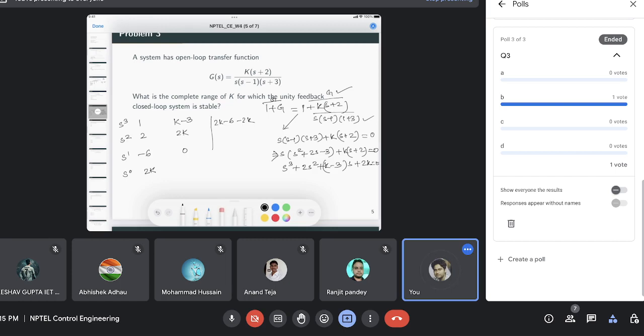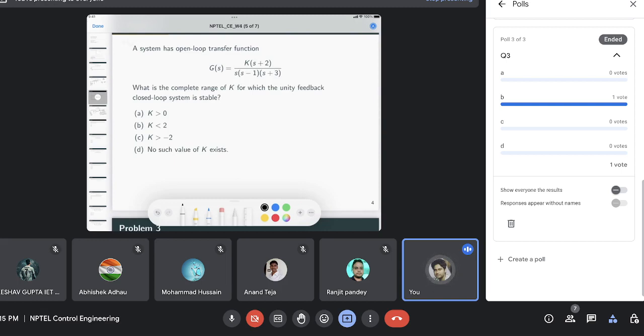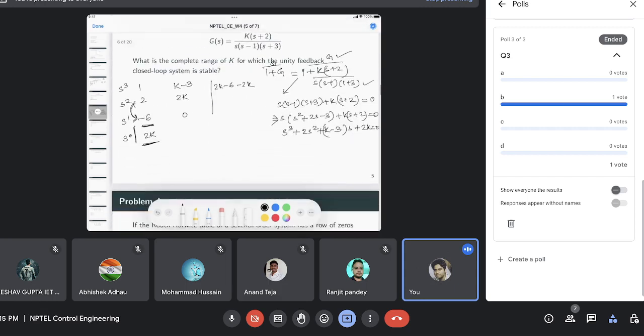So you see that there is a sign change, right? This sign change is already there. Even if you make K negative, there is no change, the sign change is already there, and you cannot change this with your choice of K, because it does not depend on K. This is minus 6 only, so you cannot design this. With only changing the value of K, you cannot make the system stable. So what is the complete range of K for which this system will be stable? You see that there is no such K value for which the system can be made stable. Then we move to the next question.